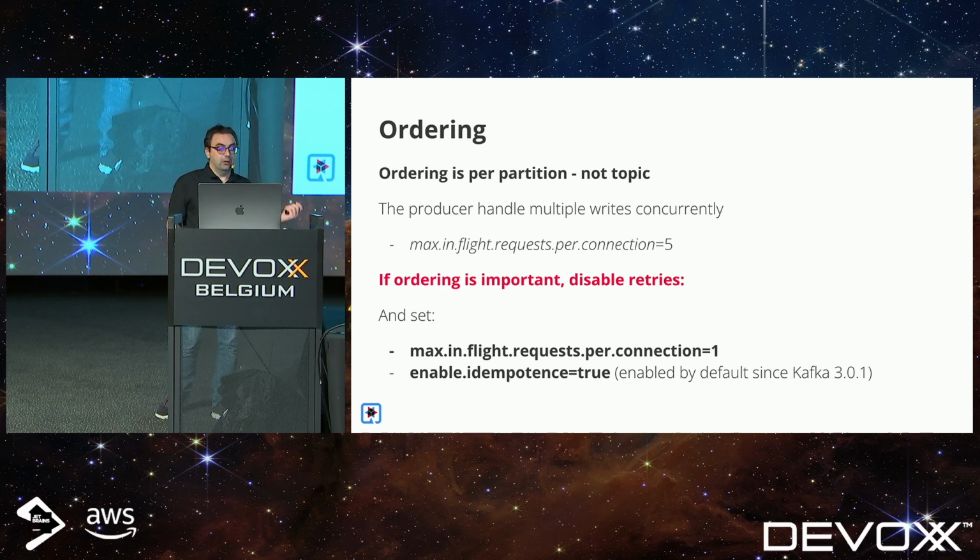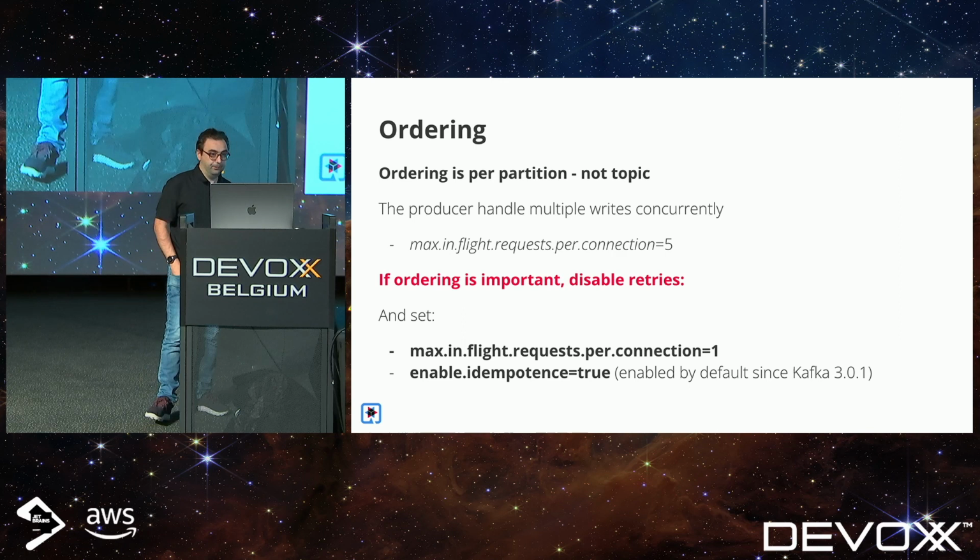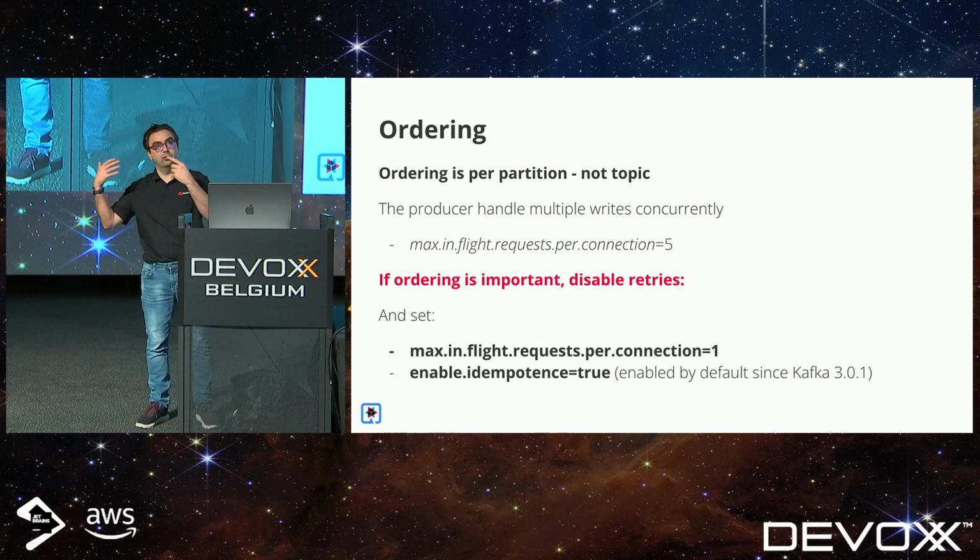You can also enable idempotence, which is now the default since Kafka 3.0. Be careful, idempotence is not magic. There are still things you need to do on your side, typically deduplication, something like that.